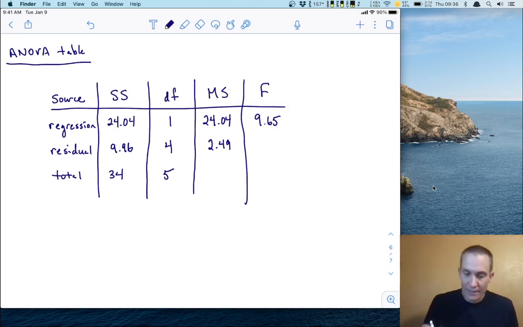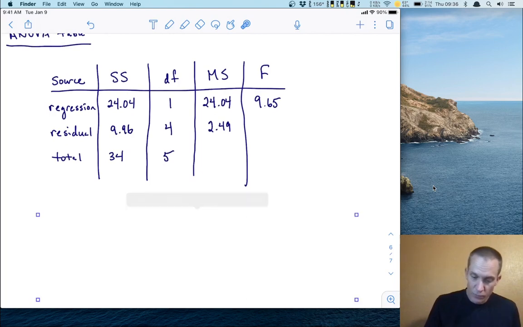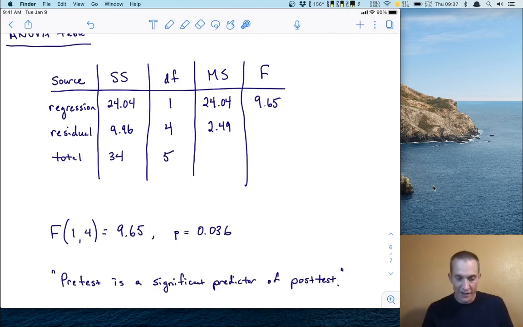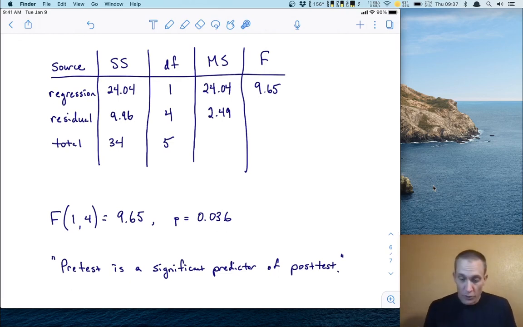The mechanics work exactly the same. The only thing you need to pay attention to is, first of all, how do you compute these? And that's what we just talked about. And then think about the degrees of freedom. Remember that a regression equation itself is always 1 degree of freedom. And then everything else works exactly the same. So what do we do with this? Well, we report it just like this. We would report our F statistic in the usual way. We compute a p-value. I'm not showing that part. You've been doing that all semester. And since this is a reasonably small p-value, we would then say that pretest is a significant predictor of post-test. And so there's that. This is how linear regression works.